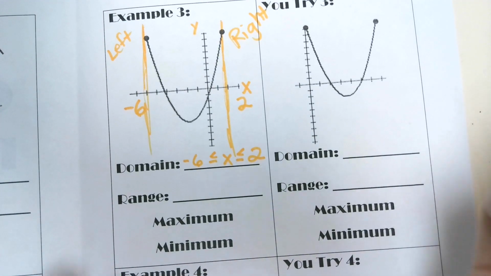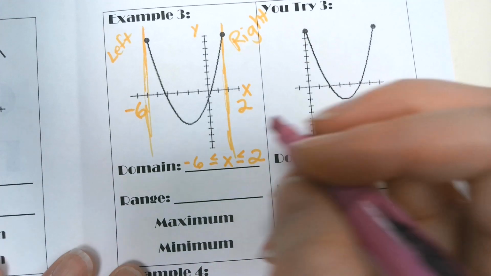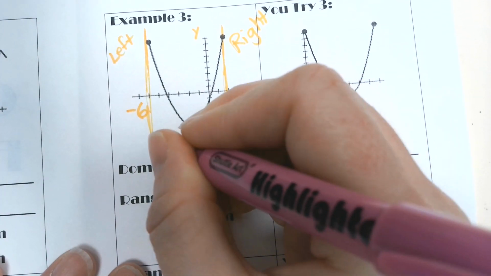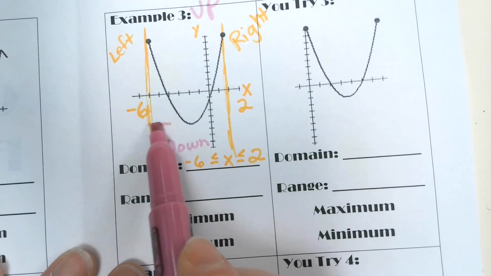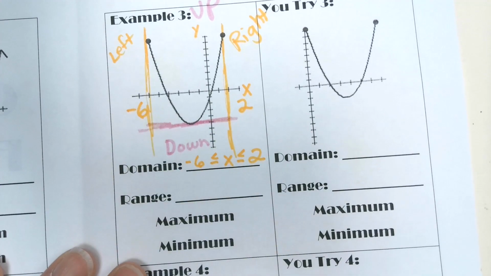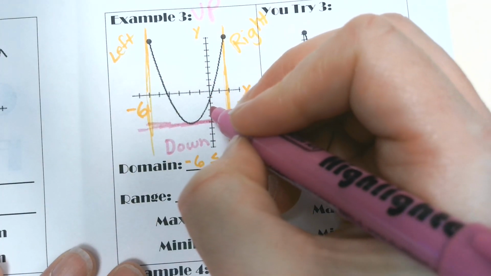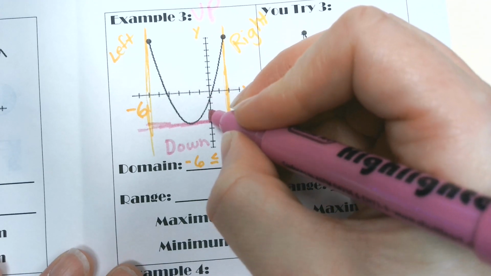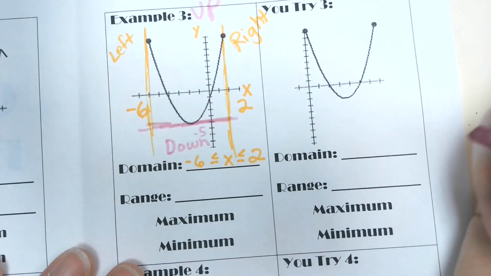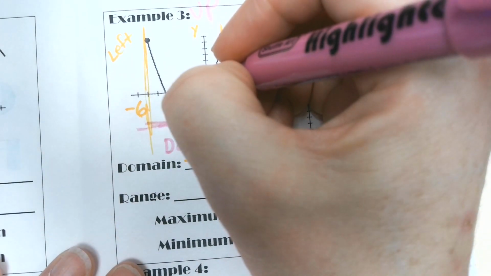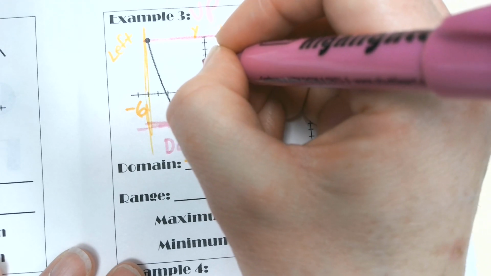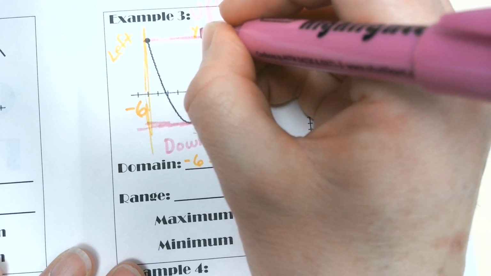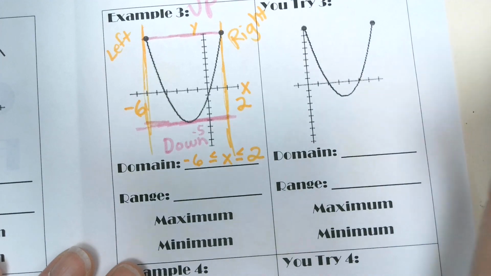Let's do the range. The range is low or down to up. There we go. Down to up. How far down does it go? -4. Yep. 1, 2, 3. Hold on. 1, 2, 3, 4, 5. So negative 5 to how far up? 1, 2, 3, 4, 5, 6, 7, 8, 9. Is that 9? Y'all count it. Double check me.